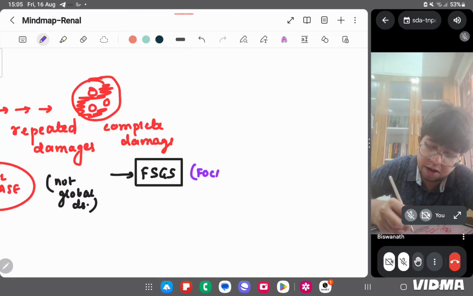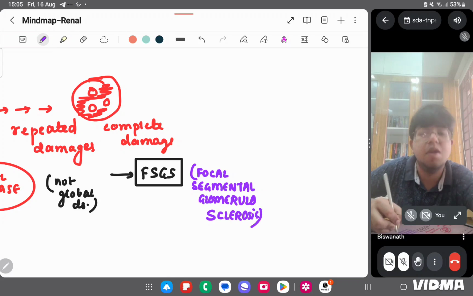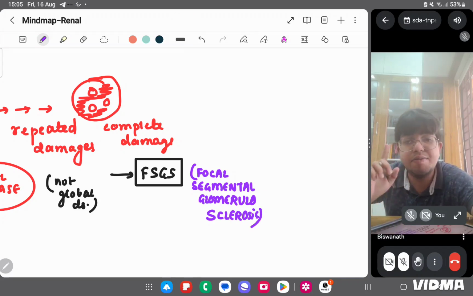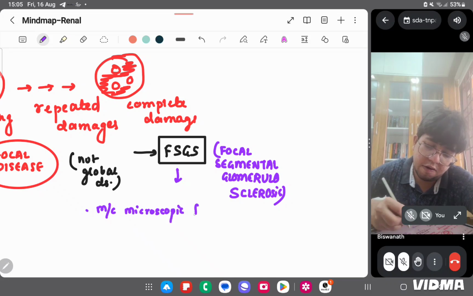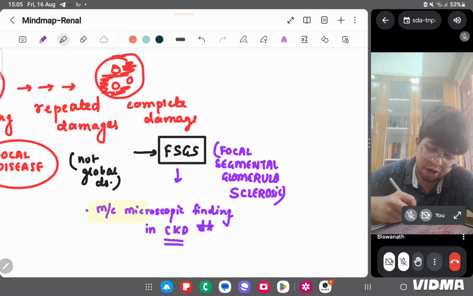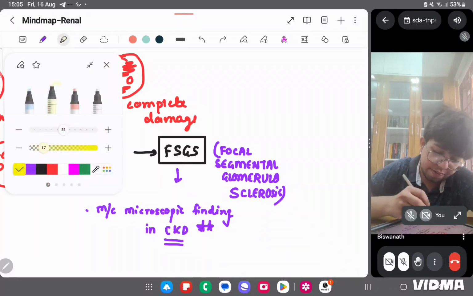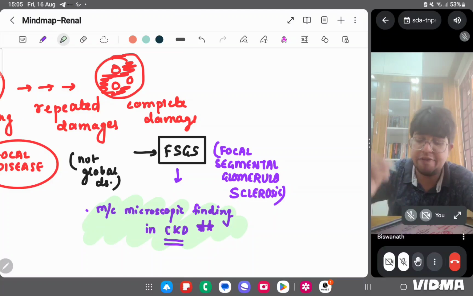Importantly, focal segmental, derived from the name itself, glomerulosclerosis. And here, importantly, remember, it is the most common microscopic finding in CKD patients. This is an important statement. Most common microscopic finding in CKD patients.